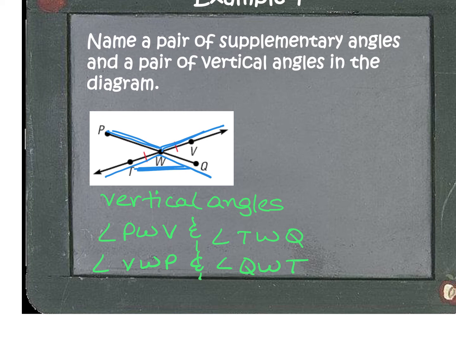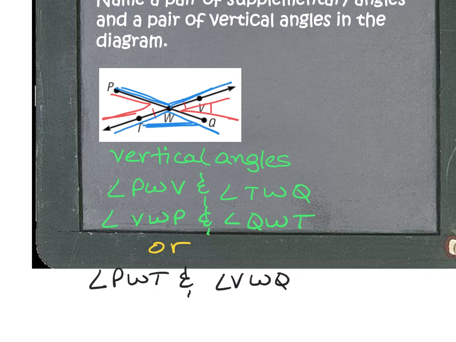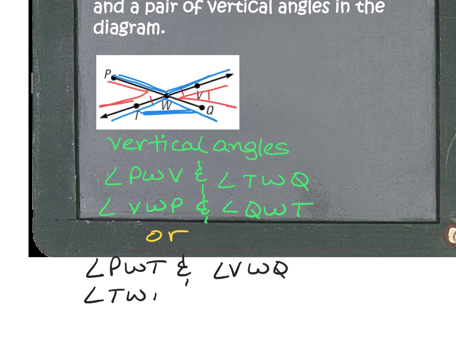Now we also have another pair that goes sideways. So this one is also vertical to this one. So the other pair, you could also have named as angle PWT along with angle VWQ, or reverse the order of the letters, TWP and angle QWV. Any combination there. Again, you can reverse it. Just make sure W stays in the middle. Those are all the verticals.